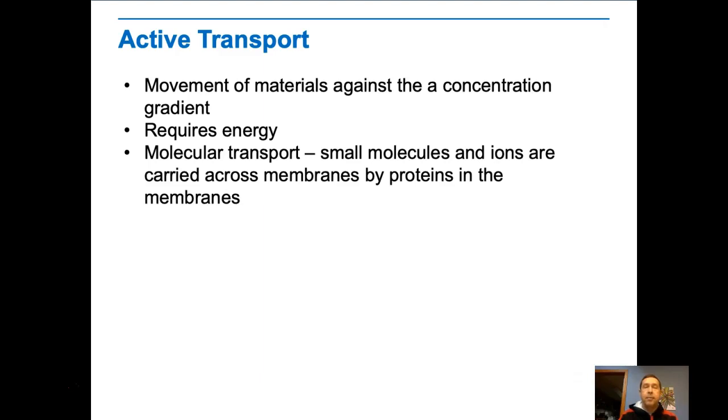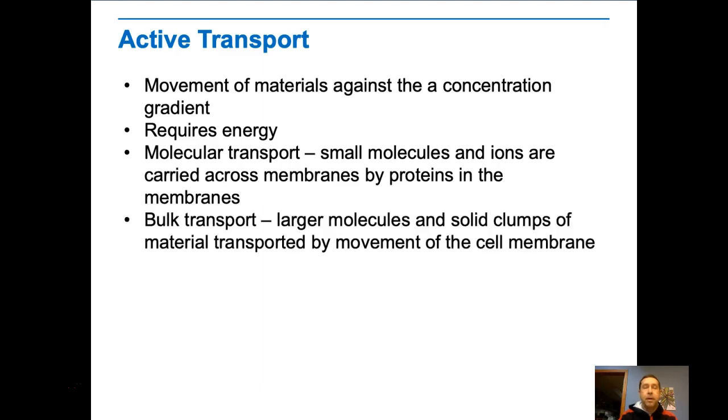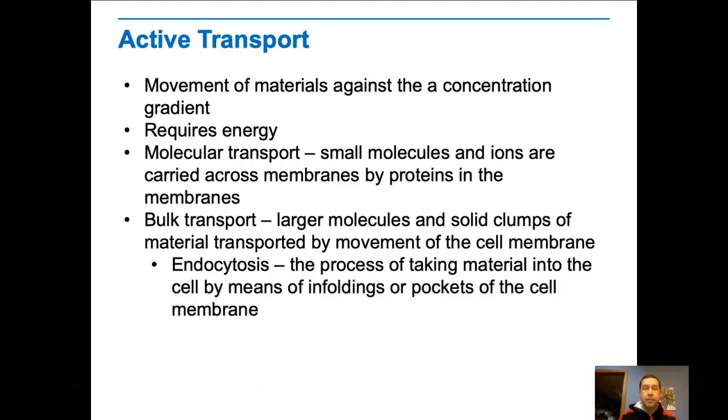So there's two types: molecular transport, where small molecules and ions are carried across the membrane by proteins in the membrane. An example of this is the sodium-potassium pump in cell membranes of neurons. And bulk transport, where larger molecules and solid clumps of material are transported by movement of the cell membrane.